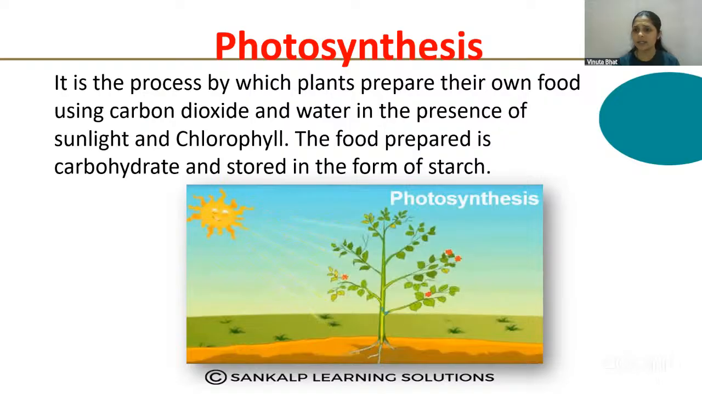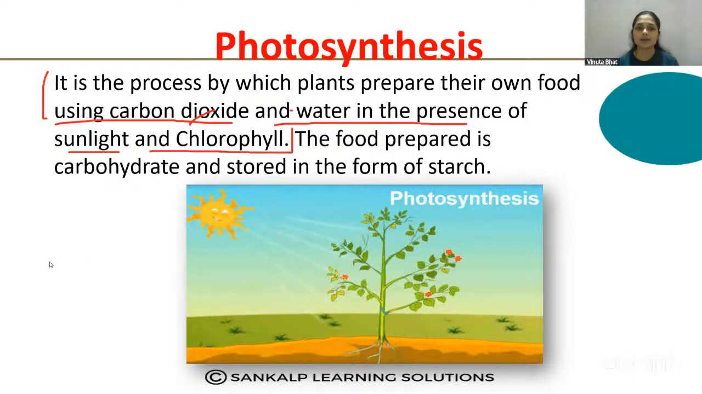You must have commonly learned photosynthesis in your high school sections. So photosynthesis is the process by which plants prepare their own food using carbon dioxide, water, and the presence of sunlight and chlorophyll. It is the process by which plants prepare their own food using carbon dioxide and water in the presence of sunlight.